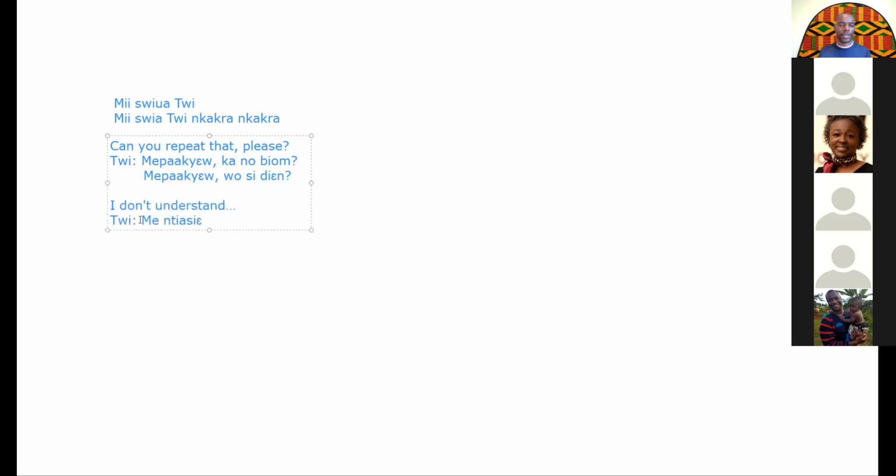I don't understand. So debi means no. So you say debi mentiase. That is when you bring the debi, when maybe the person has asked you, "Woteasie?" Do you understand? Then you go debi mentiase. If it is a conversation where they have repeated themselves, like you asked them to, and you still don't get it, you say mentiase.